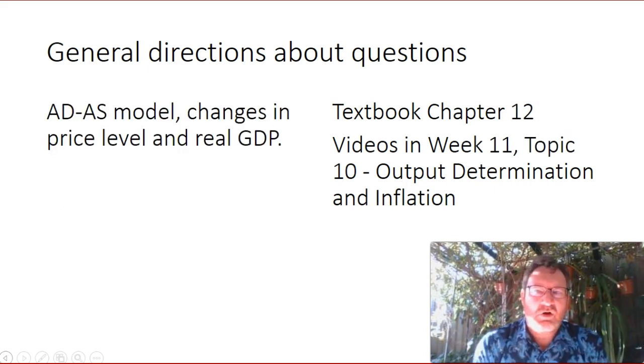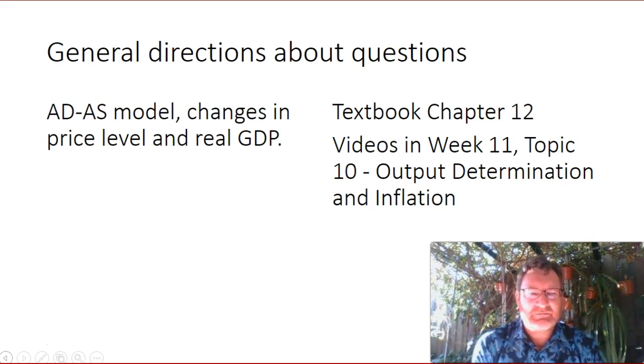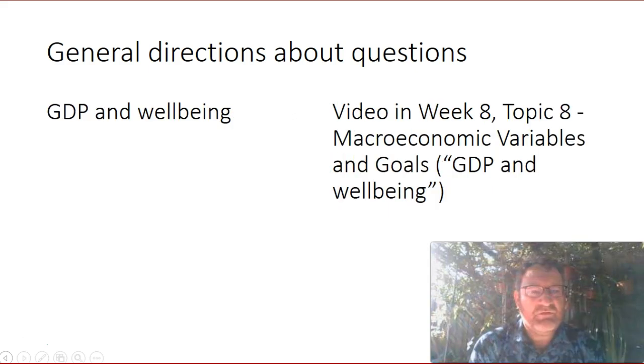If you get a question on the aggregate demand, aggregate supply model for the short run that asks about changes in the general level of prices and real GDP, then you should again go to chapter 12 of your textbook and also look at the videos in week 11, topic number 10. If you get a question about GDP and well-being, then you should look at the videos in week 8, topic 8, macroeconomic variables, in particular the videos that relate to GDP and well-being, obviously.